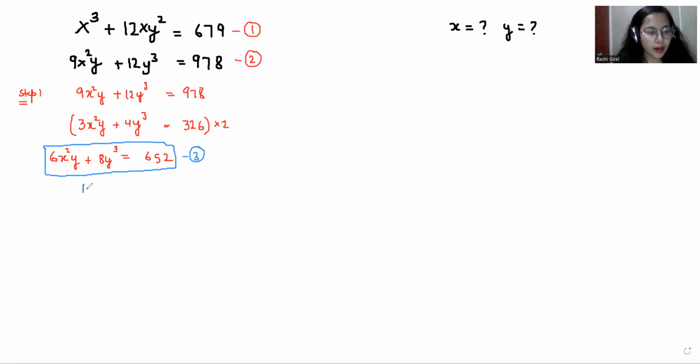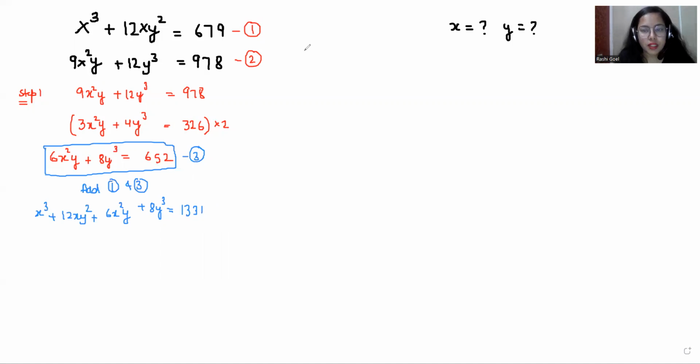Now I am going to add equation number 1 and 3. The first one is x cube plus 12xy square. So I'm adding the left hand side, 6x square y plus 8y cube is equal to 679 plus 652. So 679 plus 652 is 1331.